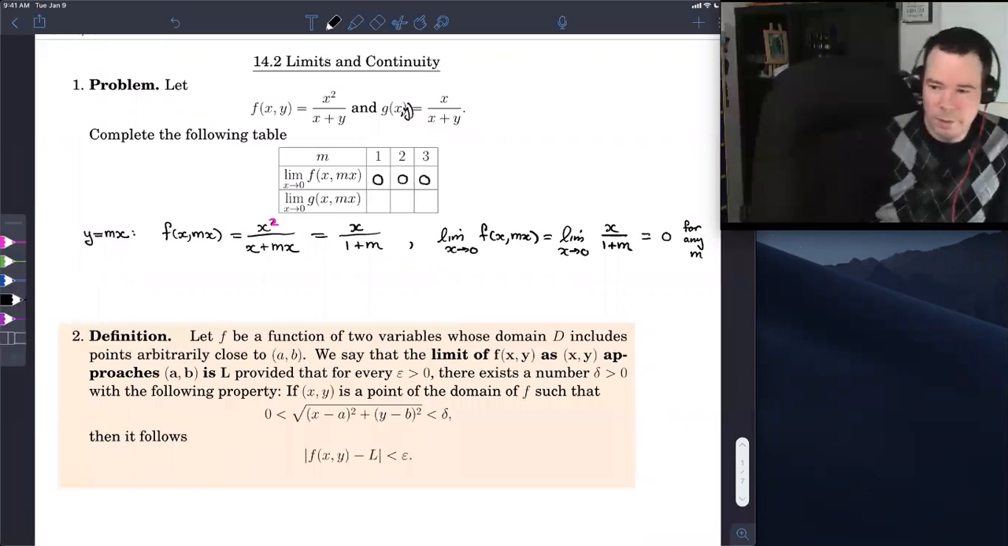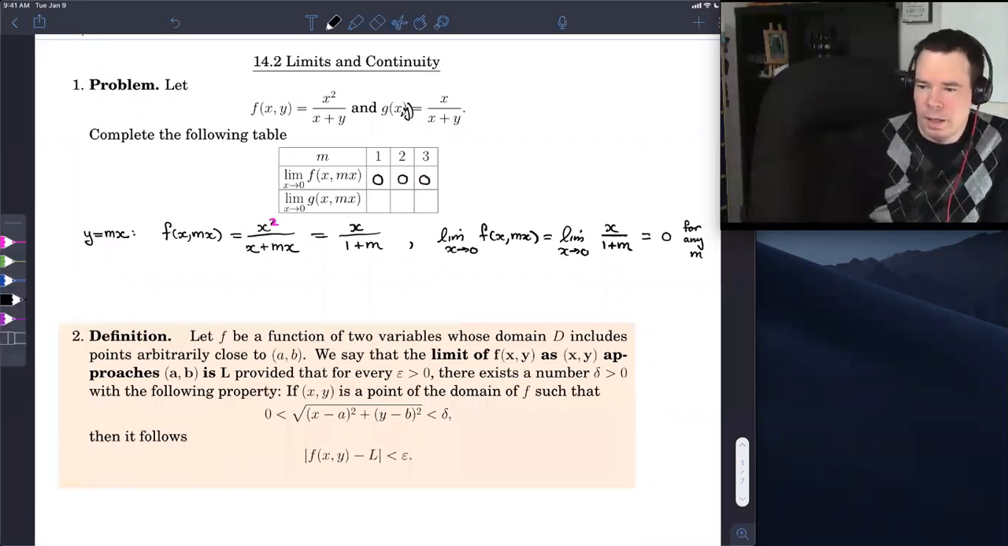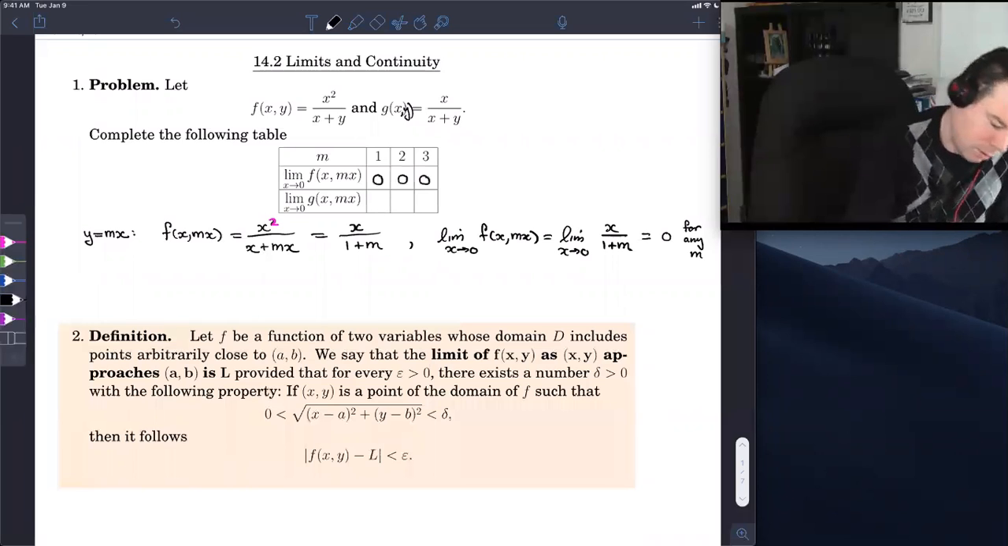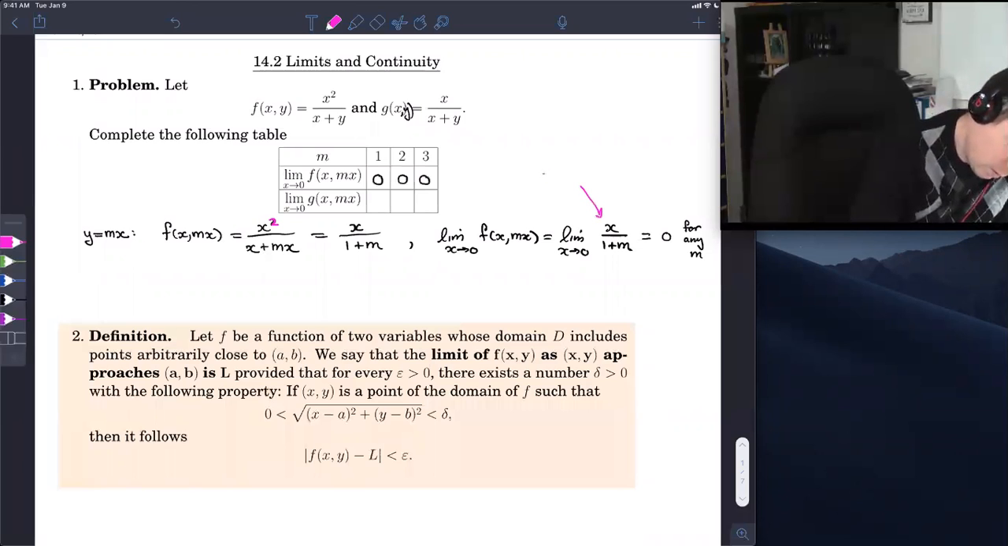So when m is 1, the function is x over 1 plus 1, or x over 2. When m is 2, the function was x over 3. So let's just jot that down just so you can see what it is we're doing. This is equal to x over 2.